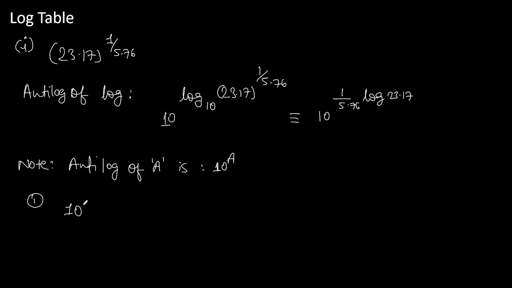We have 10 to the power 1 upon 5.76. We have log 2.317 minus 1. We will multiply with 10 divided by 10. Now what will happen? We will go to the log table.